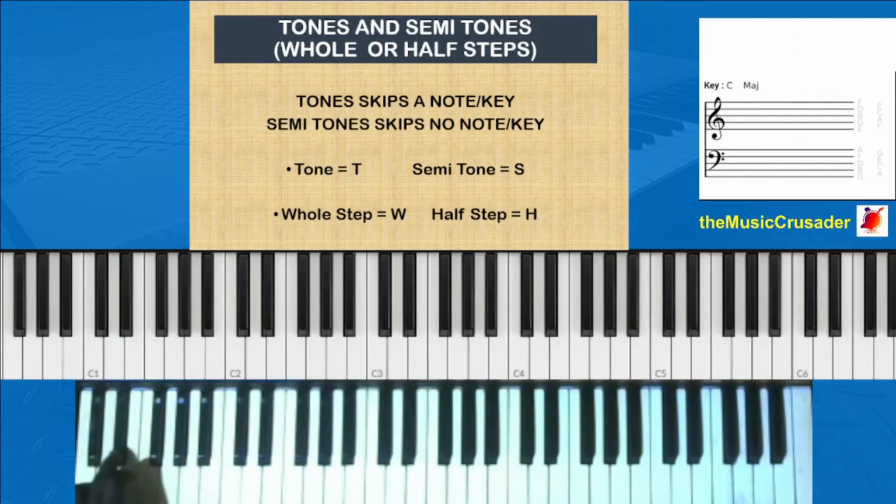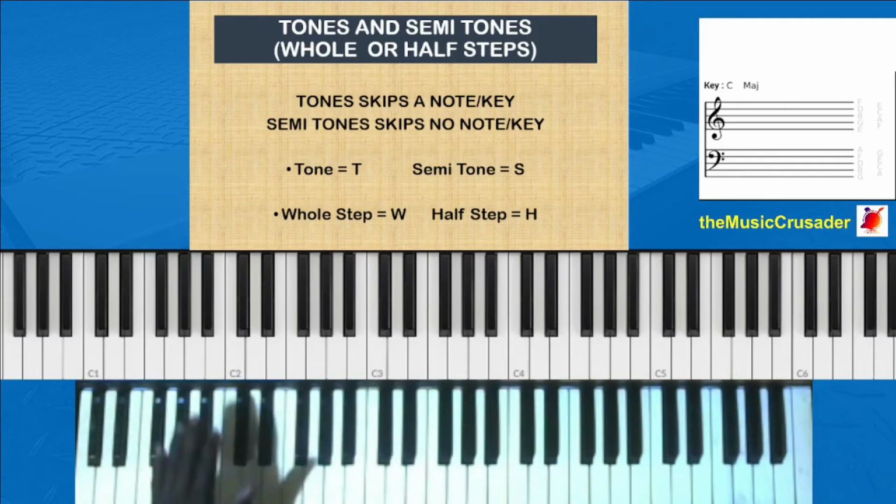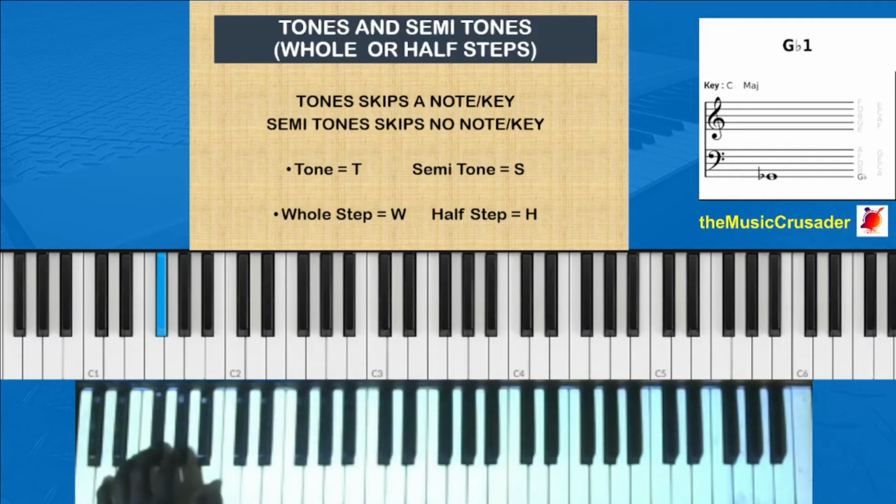Same from here. If I want to move a tone, I have to jump this key to come here to get a tone. You understand? So moving from here to here is a tone because I have to jump a white key. This applies to all the keys. So let's say we are here. Here to here is a tone because I have to jump G. This and this is a tone because I have to jump this. This and this is a tone because I have to jump this.